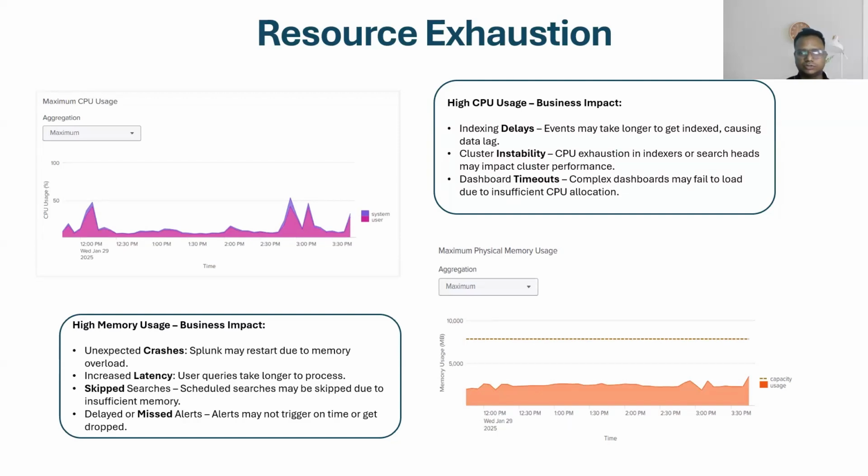As long as there is no congestion in any of the pipelines, and our timestamp is getting properly extracted, it will go into indexing, and we will not have data ingestion disruption. So the main causes are improper configuration and connection timeouts or connection errors from the sender to the receiver, basically from the forwarders, be it UF or HF, universal forwarder or heavy forwarder, to the indexer.